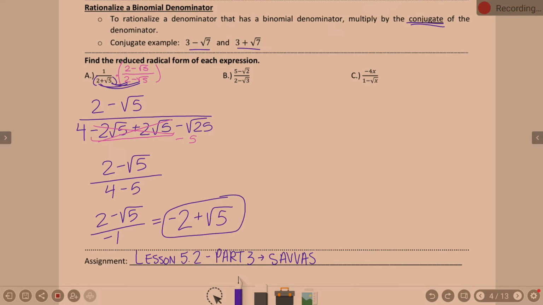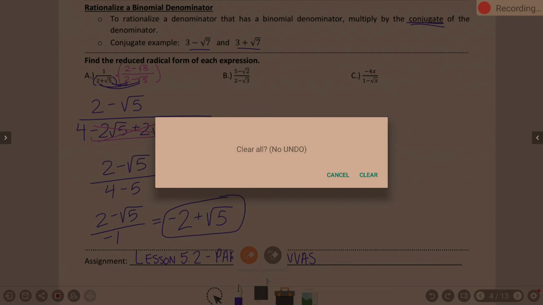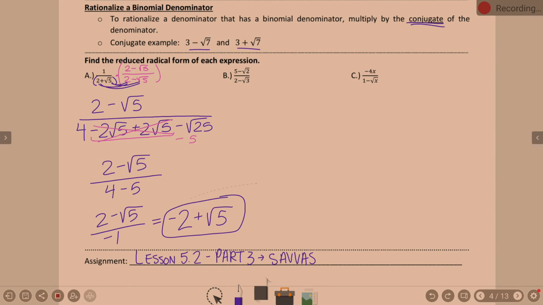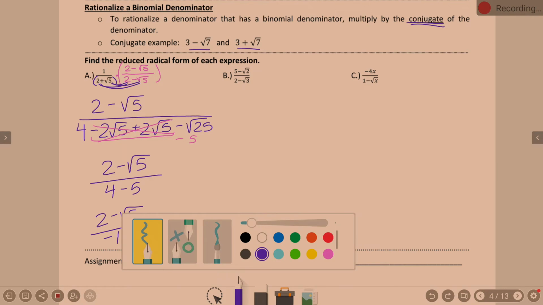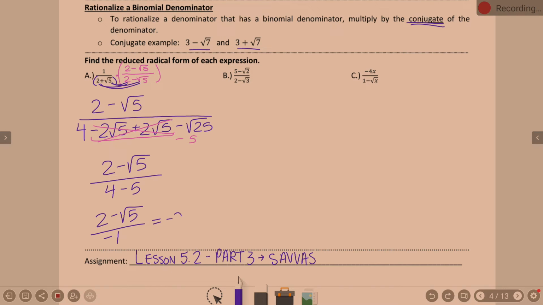Wowzers, I need to write that smaller. You went into beast mode. So I did, didn't I? I don't know what I'm doing here. So -2 plus square root of 5. There we go. Got a little overzealous there somehow. I wasn't paying attention.